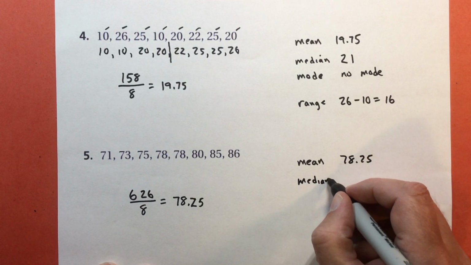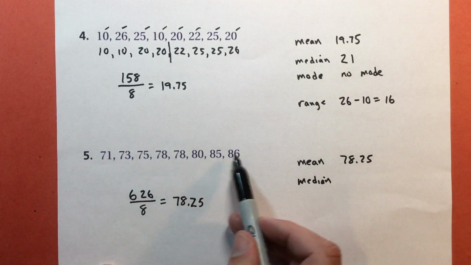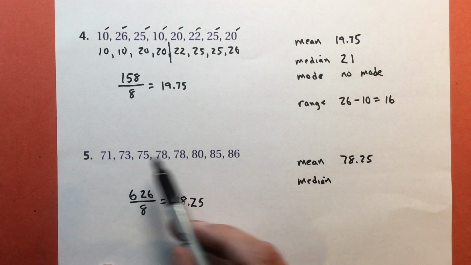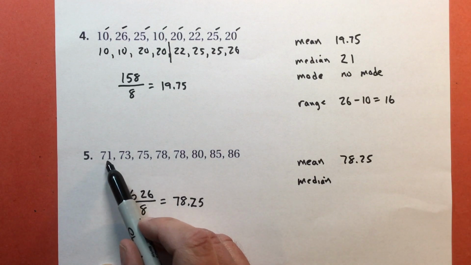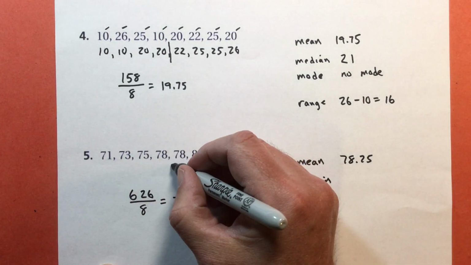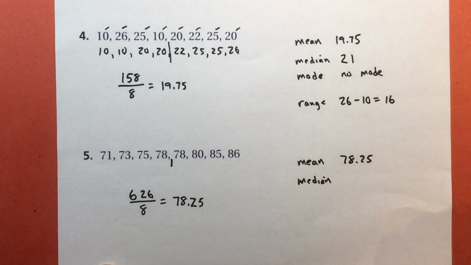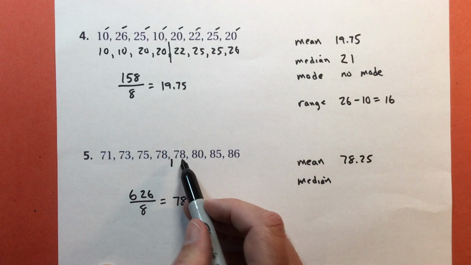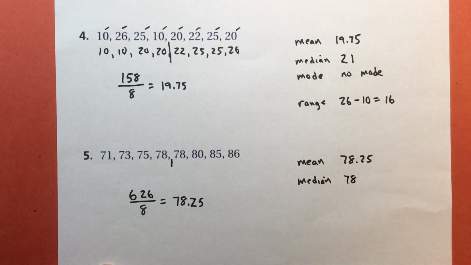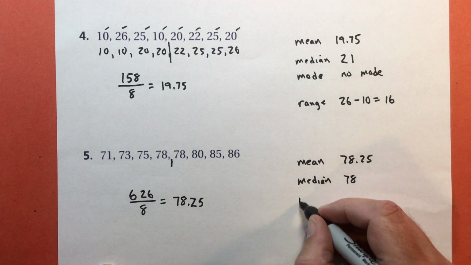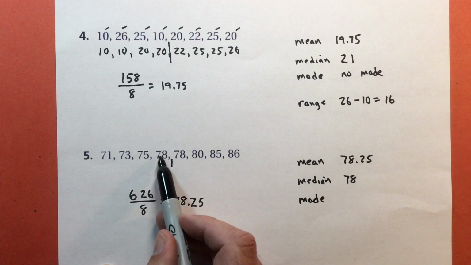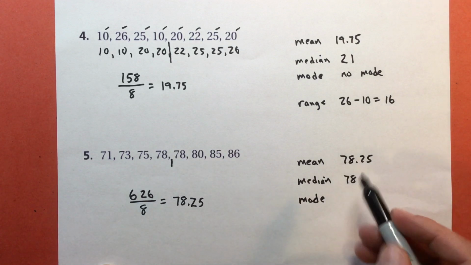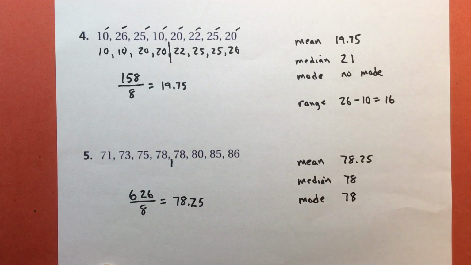The median is the number in the middle. Again, I've got 8 numbers, so first number plus the 8th number, 1 plus 8 is 9. So I go 1, 2, 3, 4, halfway between the 4th and 5th number. Since both of them are 78, the median is going to be 78. Let's see if we have a mode. I've got 2 78s, and that's it. So technically speaking, my mode is 78.